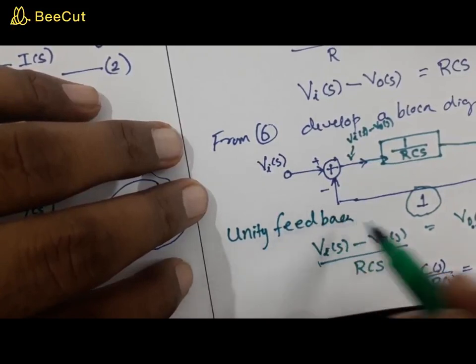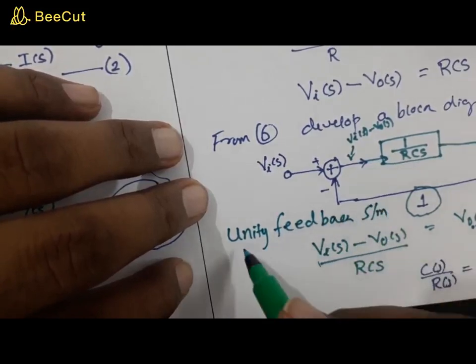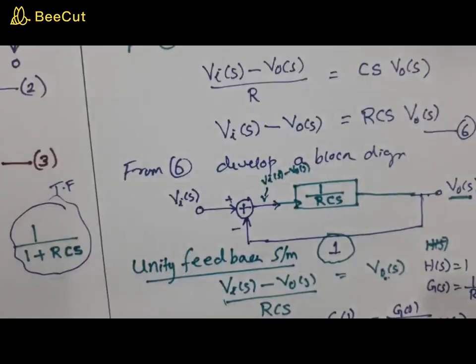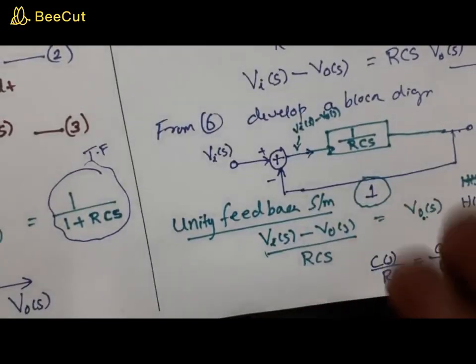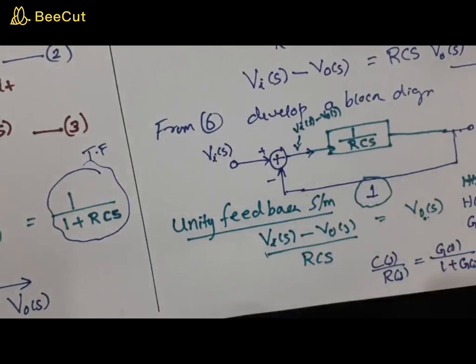Okay, unity feedback system. So hereafter, if you are given a block diagram and told that this is a unity feedback system, the first thing you will get as data is H of s is equal to 1. So that can simplify many of your problems if a unity feedback system is considered. Hope you understood how to convert an equation into a block diagram. Okay.